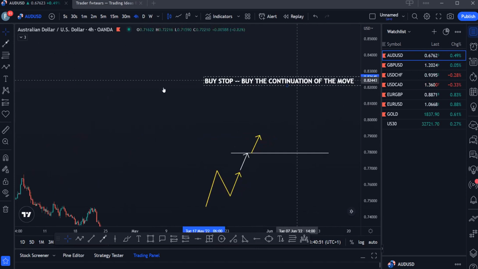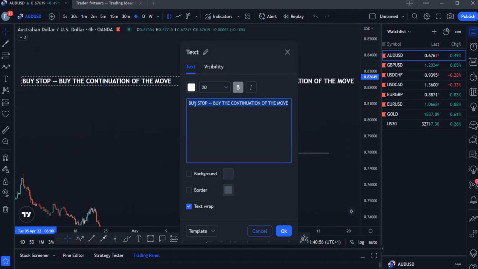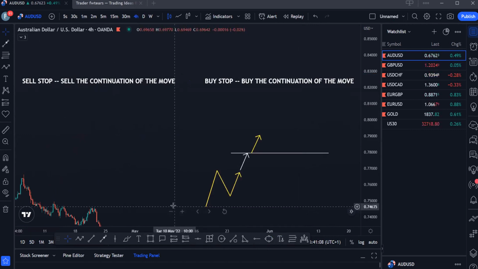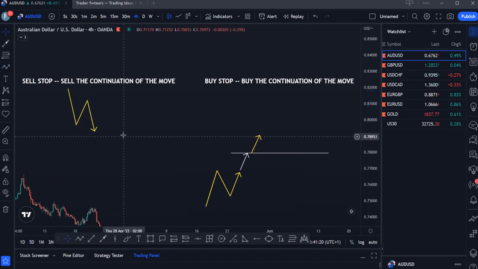All right, so let's do sell stop. So for sell stop, you want to sell the continuation of the move. All right, so you can have something like this. Price is going down. You have a bearish order flow like so. Price going down. And then based on your analysis, you feel that this bearish momentum is going to continue.